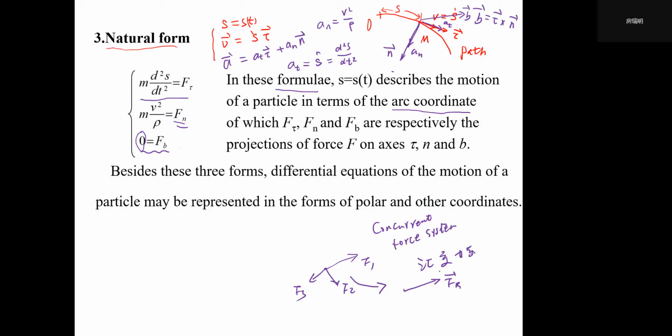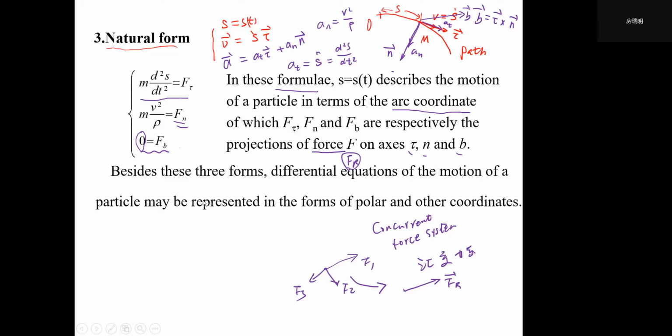We can project this force, actually the Fr. All the forces acting on the same point can be replaced by only one resultant force Fr. And we can do the projection onto the tau direction, onto the n direction, and onto the b direction, which is F tau, Fn, and Fb here.